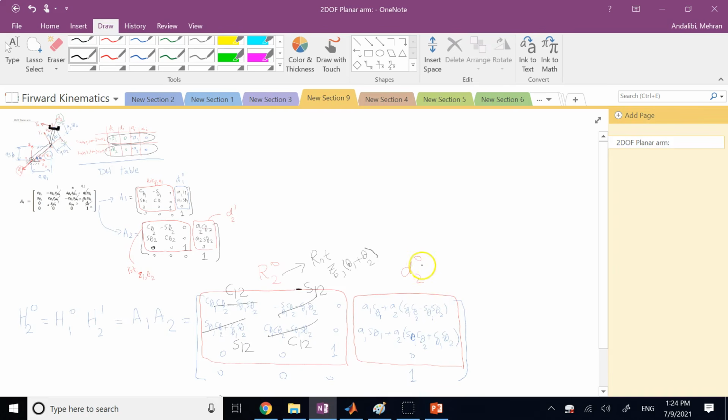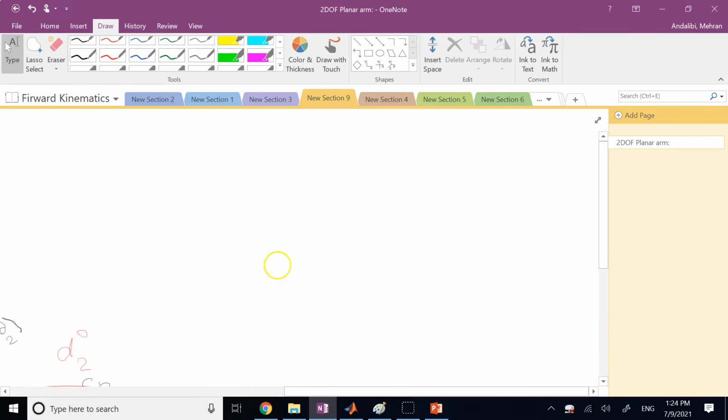And what about D of 2 with respect to 0? It says it's A1 cosine theta 1 plus A2 cosine of 1, 2, and A1 sine theta 1 plus A2 sine 1, 2. Is that correct? Absolutely. Again, if you look at the geometry of it, I'm looking at the location of this point with respect to this point, where this is A1, this is A2, this angle is theta 1, and this angle here is theta 2.